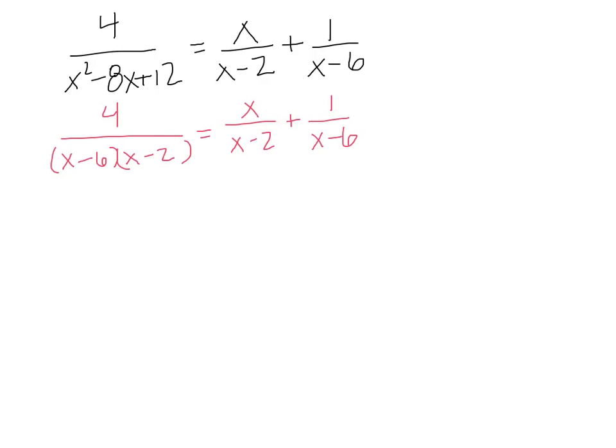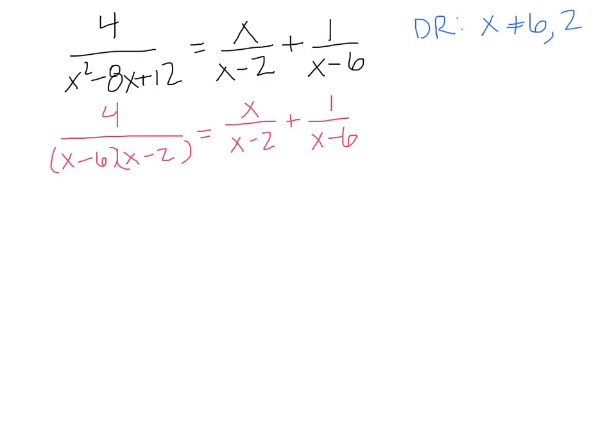Now that I have it in factored form, I can clearly see that my domain restriction is going to have to be x is not equal to 6, nor is x equal to 2. Those are the two numbers that would make anything under any of those fractions equal 0.